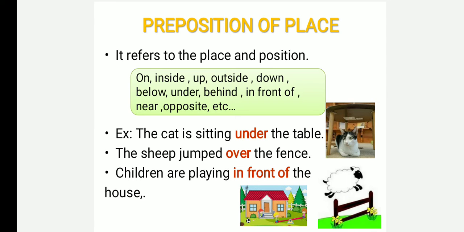The sheep jumped over the fence. Where did it jump? It jumped over the fence. Where are the children playing? Children are playing in front of the house. They are playing in front of the house. We also use the prepositions in and at to represent place. We use the preposition in to represent a larger place. It may be a country, town, or city, anything else. But we use at to talk about a village or smaller place.